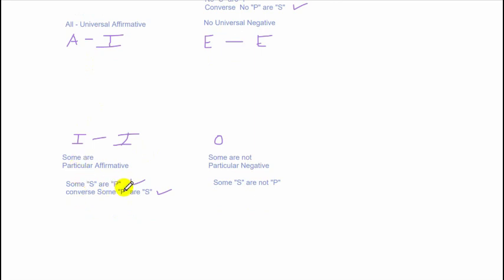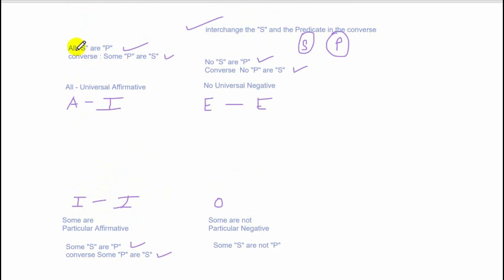Some SRP, converse would be some PRS. But if A has to be converted, all SRP will be converted to some PRS. Now, O is not valid. We cannot do that with O. So, O is doubtful or cannot be converted. Alright, this is for the conversion part.